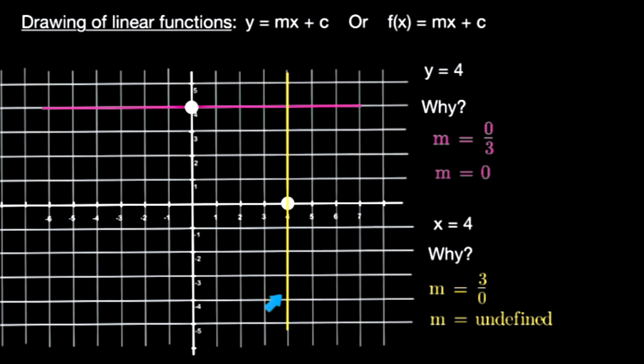So for a vertical line, we learn that the gradient is undefined, and we draw it where the x is equal to a certain value. So if it was x equal to 3, we're simply going to draw the vertical line so that it goes through 3 on our x-axis. Got it? So this is what a vertical line looks like. And for a horizontal line, this is what it looks like. And we also learned that the gradient of a horizontal line is 0.